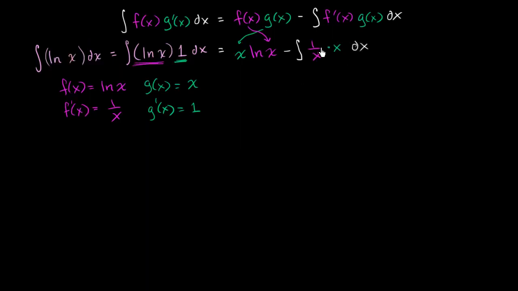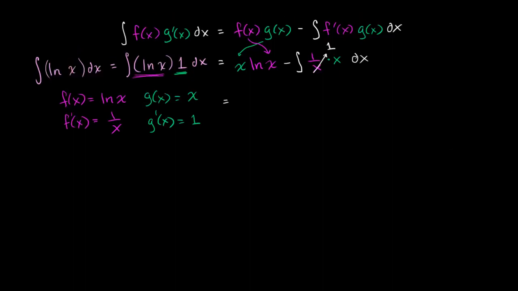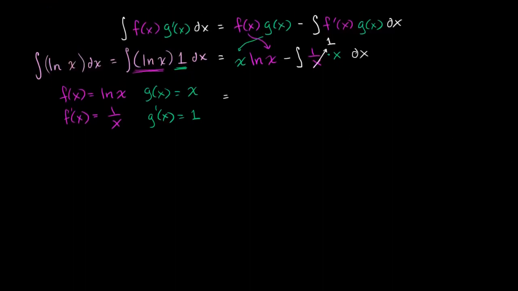Well, what's this going to be equal to? Well, what we have inside the integrand, this is just 1 over x times x, which is just equal to 1. So this simplifies quite nicely. This is going to end up equaling x natural log of x minus the antiderivative of just dx, or the antiderivative of 1 dx, or the integral of 1 dx, I should say, or the antiderivative of 1 is just minus x.